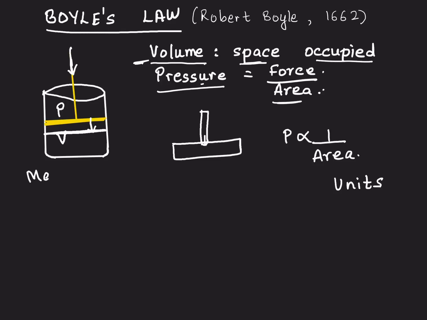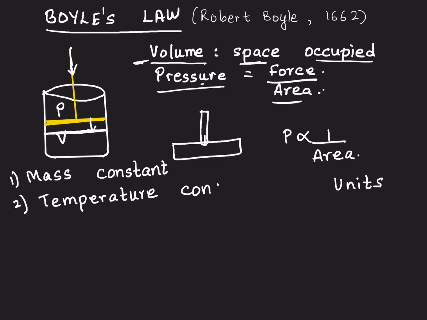Okay? You are not allowing the gas to escape. In other words, the mass of the gas has to be constant. There should be no leakage of gas from this setup. Secondly, during this entire setup, we will also maintain the temperature as constant. So what we are going to do is, we are going to compress the gas very slowly.